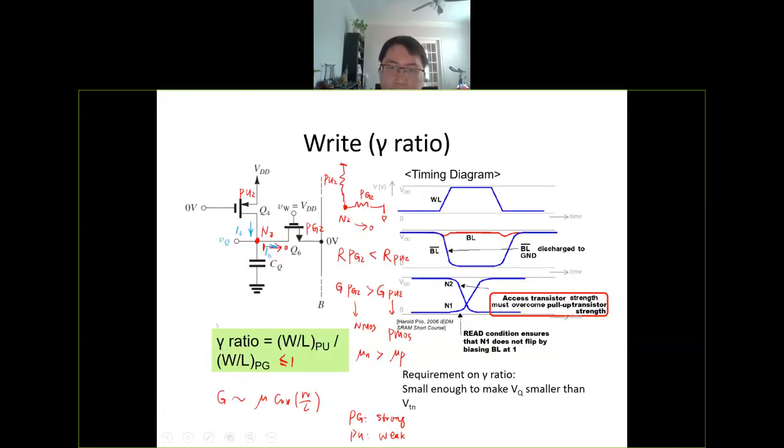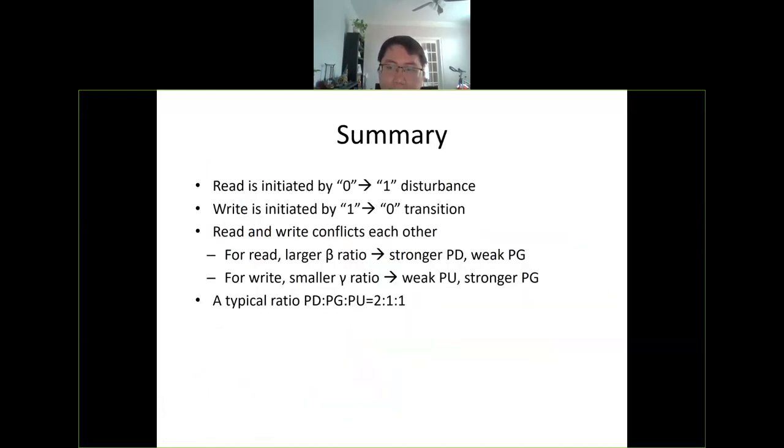Okay, so this is the write operation. And let's have a summary here. For read, we need to care about this 0 to 1 disturbance, because we don't want that V prime to increase too much. But for the write, we do want to flip. So we want N2 to have this 1 to 0 transition first. As you can see, the read and write always conflict with each other. This is by nature, right? Read, you want to keep the data even after you read it. But write, you want to change the data. So you have a conflict there.